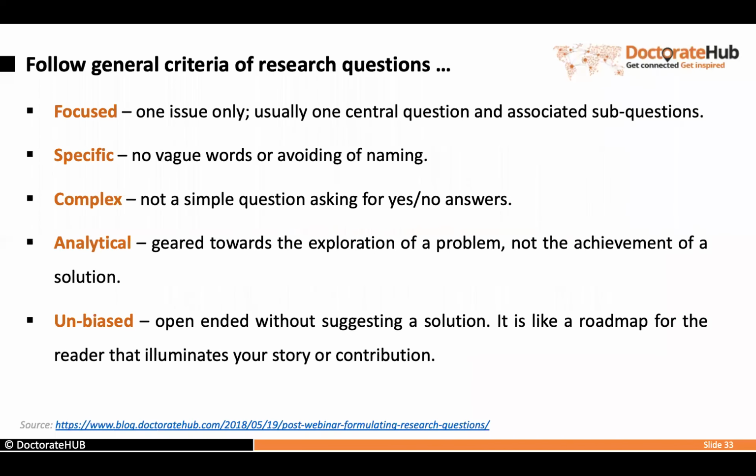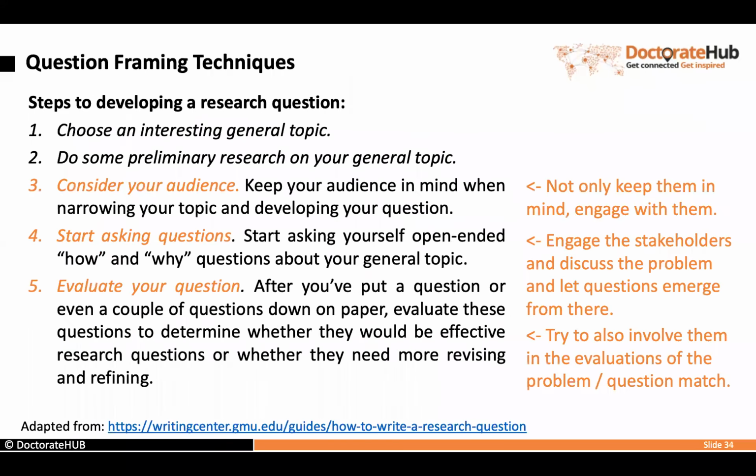And more generally, research questions should be focused, specific, complex, analytical, and unbiased. And you might want to choose an interesting general topic, and some preliminary research might help and guide you.